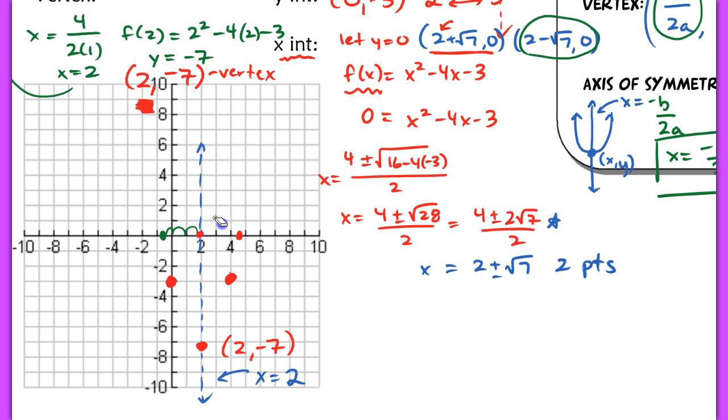So here's how I find my 5 points. And now that I have those 5 points, I can just draw a smooth curve through those. Okay? So this is how you're going to graph when you're asked to find the vertex, and then additional points like the x and y intercepts.